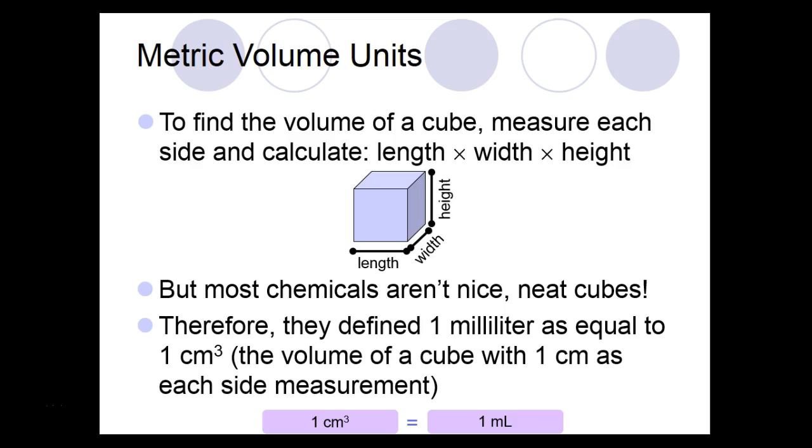Okay. So it says to find the volume of a cube, you measure the length times width times height. It says most chemicals aren't nice, neat cubes, therefore they defined 1 milliliter as equal to 1 centimeter cubed. So we had the American units and we had the metric units. For metric volume units, it's only the 1. And you have to know that 1 centimeter cubed is equal to 1 milliliter. And remember, guys, pause as you go or fast forward as you need to.